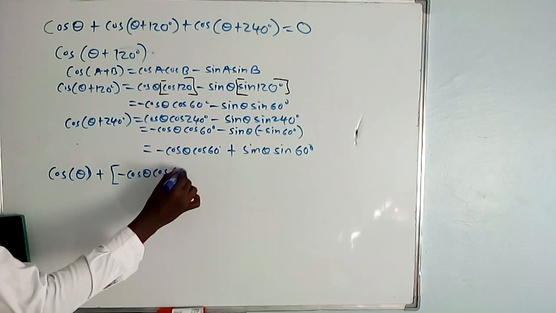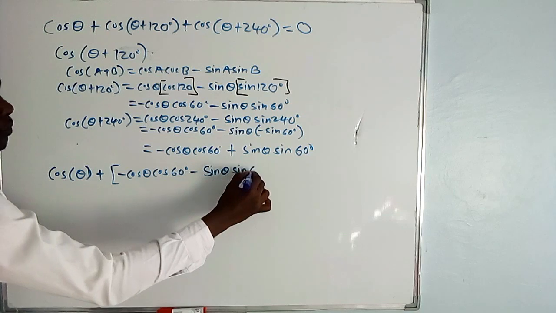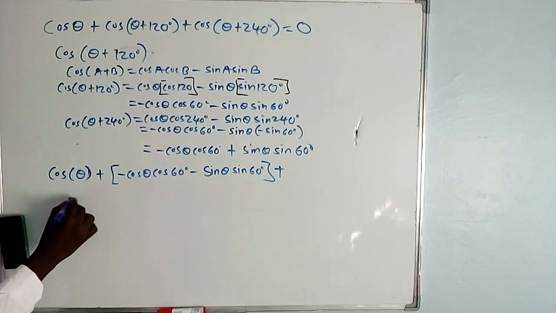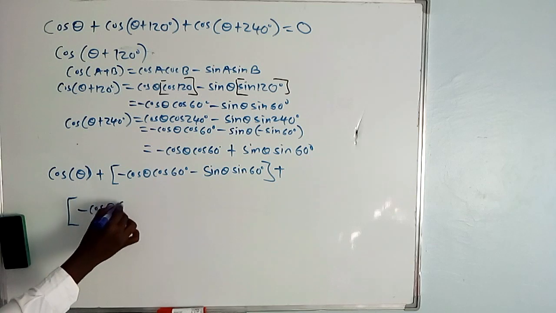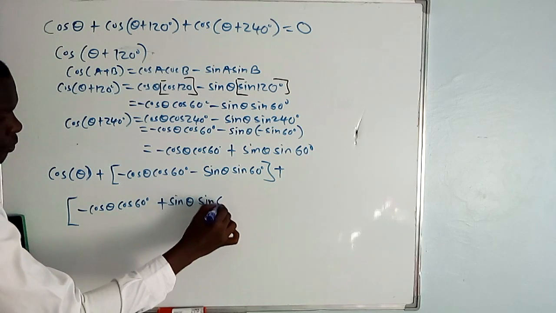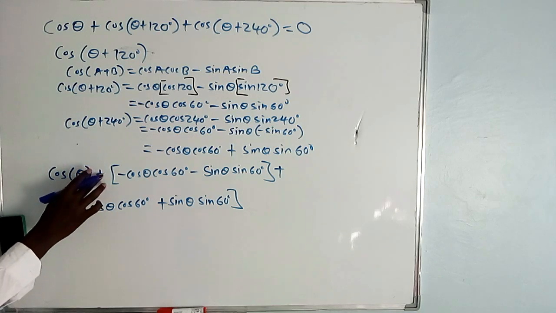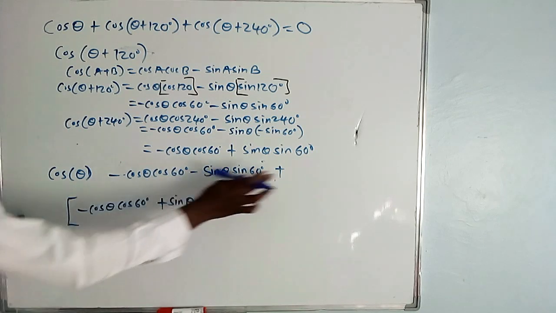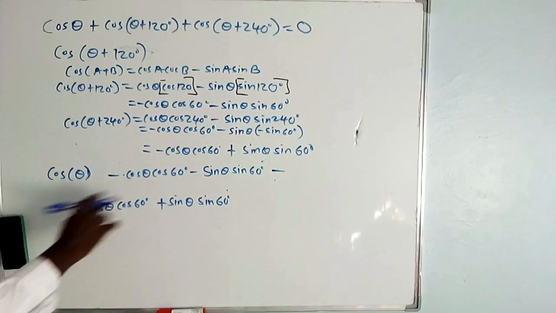Negative cos theta cos 60 degrees minus sine theta sine 60 degrees. Then go to the last one, plus cos theta plus 240 degrees. You found it to be negative cos theta cos 60 plus sine theta sine 60. Then you open those brackets, isn't it? So positive sign does not affect anything inside the bracket, so you can just open the bracket. So if you open positive into negative is just negative, isn't it? Positive into negative is just negative. So there, simplify.